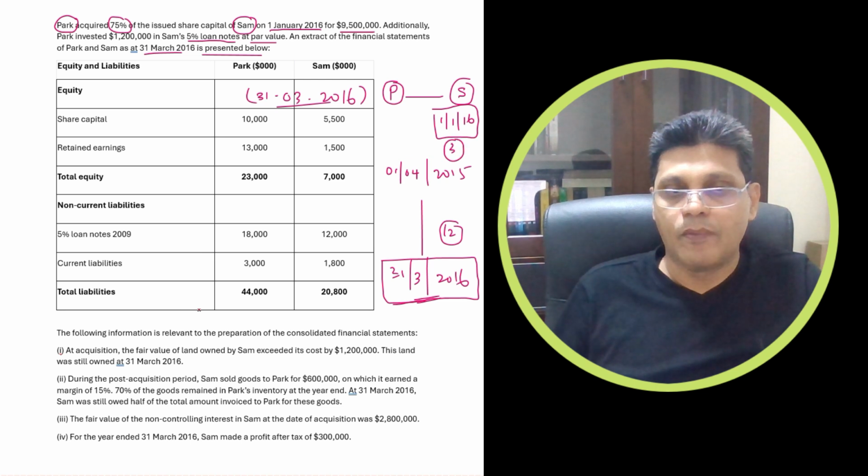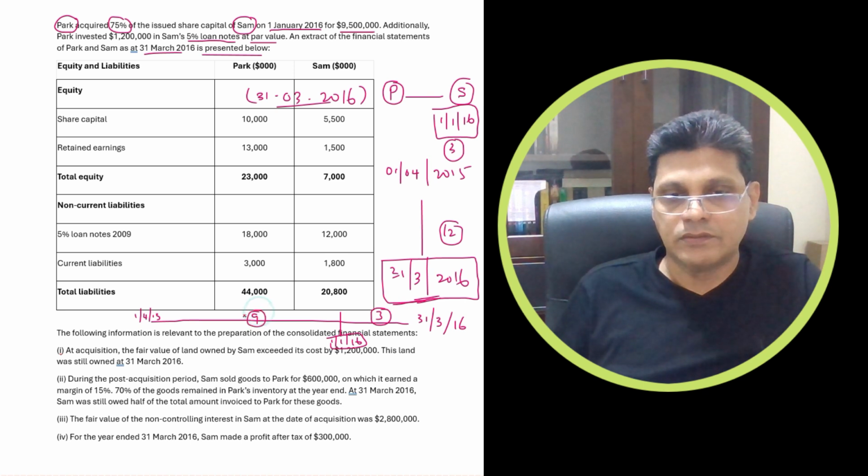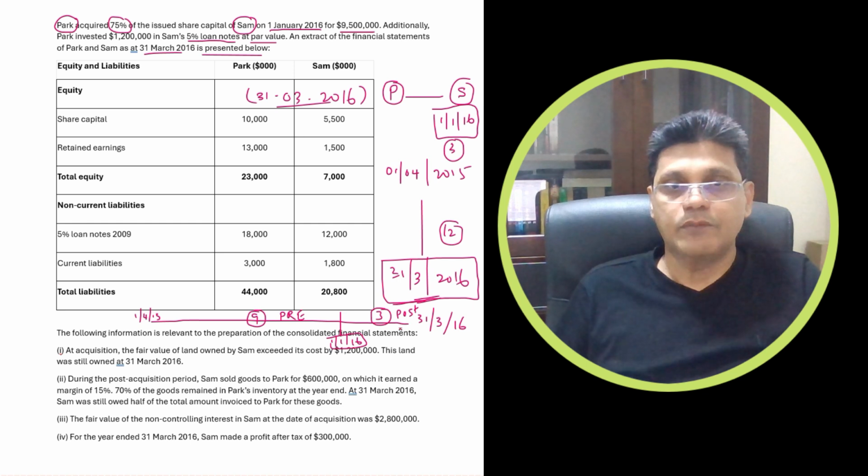So if you take the period 1st April 2015 to 31st March 2016, in between, on 1st January 2016, this is the acquisition date, the company was acquired. So we are talking about 3 months here and 9 months here. Therefore, this period is the pre-acquisition and this is the post-acquisition period. So we can say post-acquisition period is only 3 months.